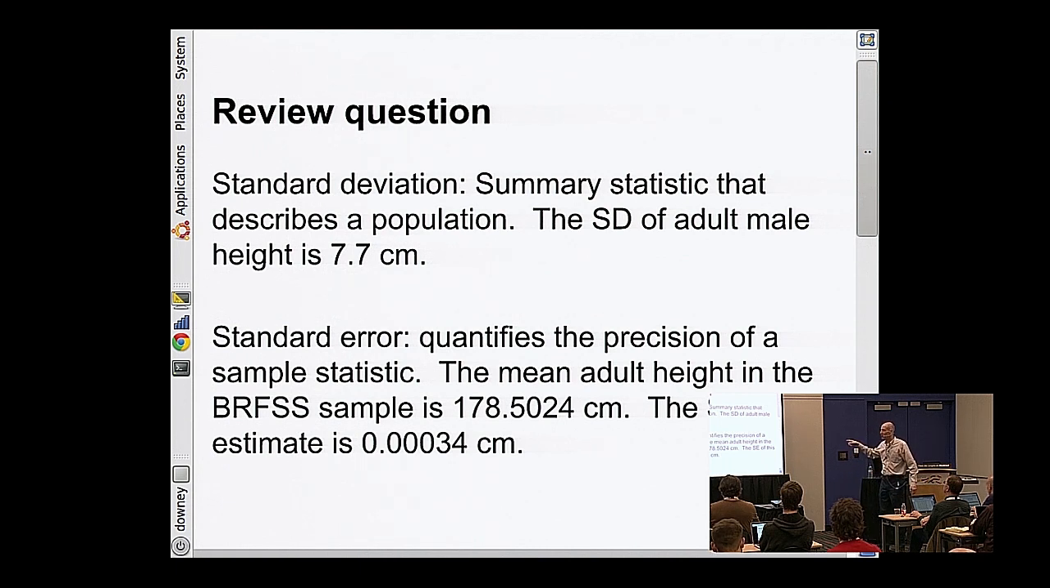So in this example, in the BRFSS, they sampled 300,000 people. It's a huge sample size. And remember that as sample size gets big, standard error gets small. In this example, the standard error is 0.00034 centimeters. And what that tells you is that because the sample size is so big, if you ran the BRFSS again and also measured 300,000 people, the chances are that your estimate of the mean would not change very much. It would change by a very small fraction.